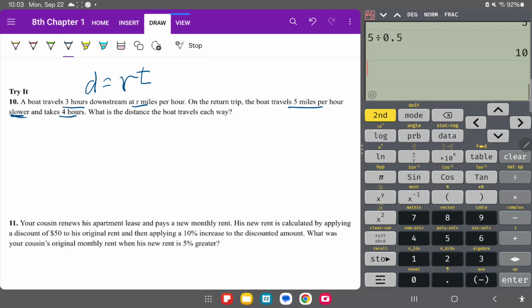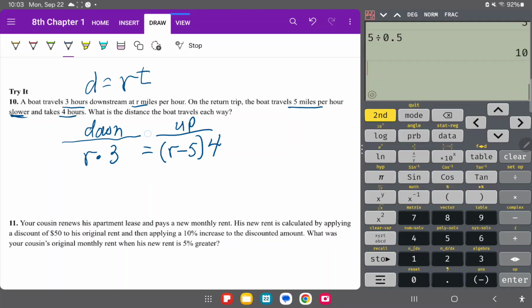All right, so this time they do the downstream first. So the downstream is the rate times the time. And that's because the distances are the same, that's how we get the equality. So the rate for this one is 5 miles an hour slower. So instead of adding, we're going to subtract. And the time is 4 hours. So it's the rate times the time equals the rate times the time.